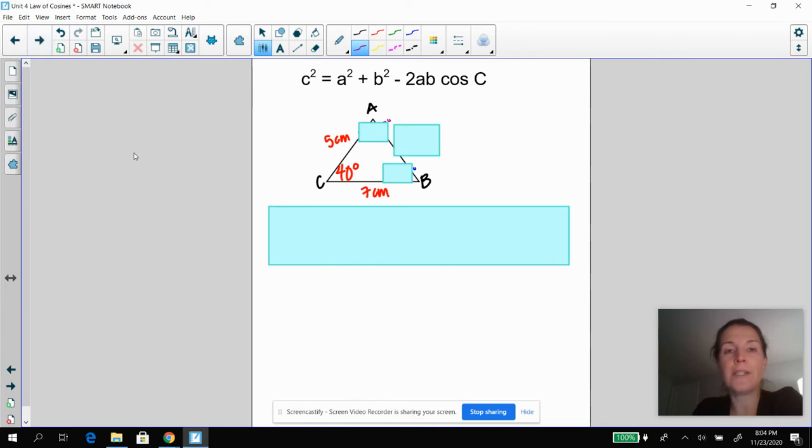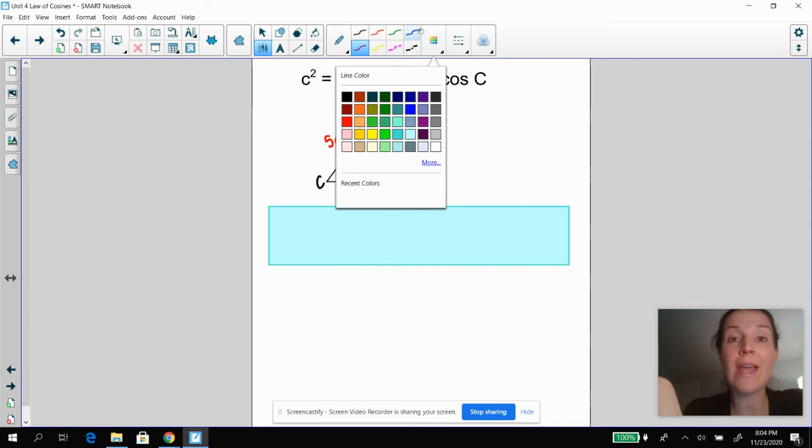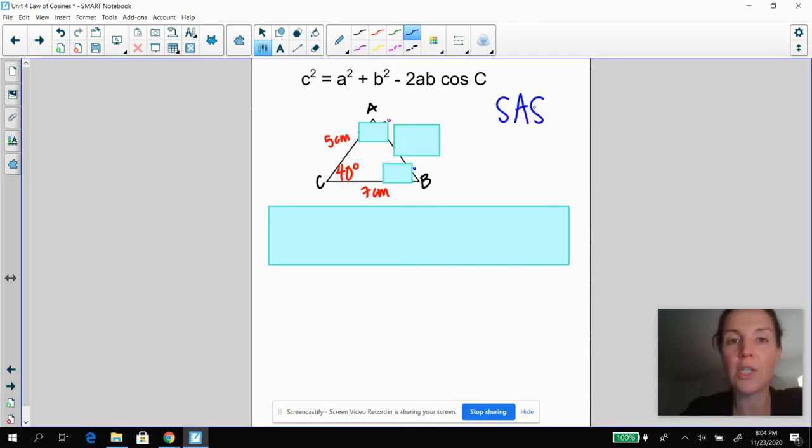So let's do this situation first. Again, a lot of blue boxes, totally fine. But this is a side angle side situation, right? A SAS, we're super comfortable with it. I want you to pause the video, and I want you to try this on your own. I want you to try to solve for side C. Go. All right, we're back.